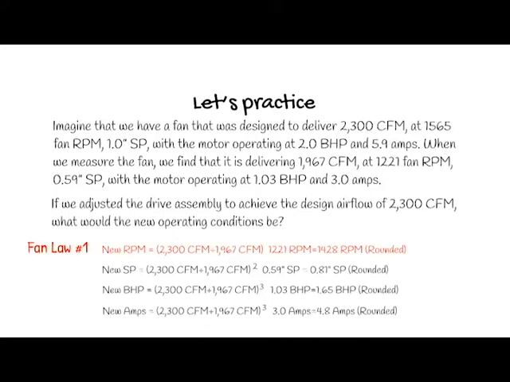First, we'll look at RPM. We used fan law 1 to calculate the new RPM. We took 2300, which was the new CFM, divided by the original CFM of 1967. We times that number by 1,221 RPM, which gives us 1,428 RPM.